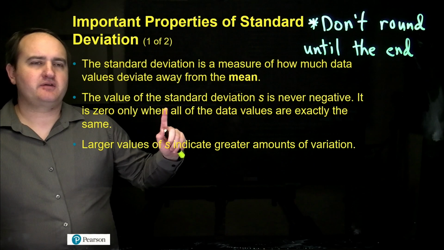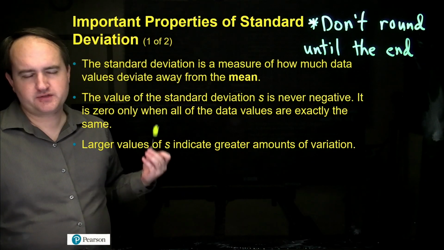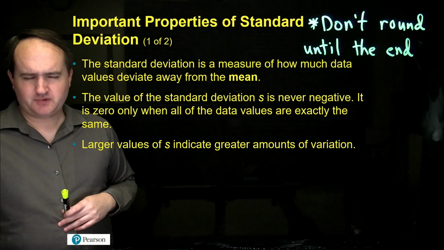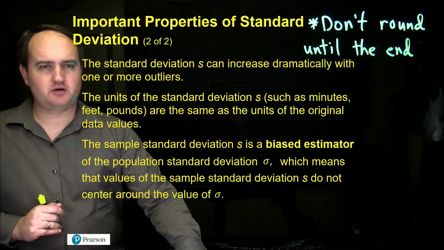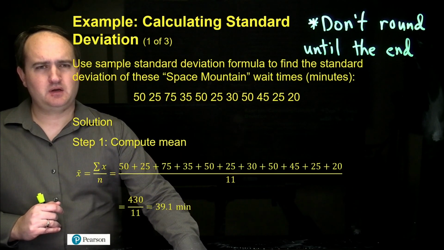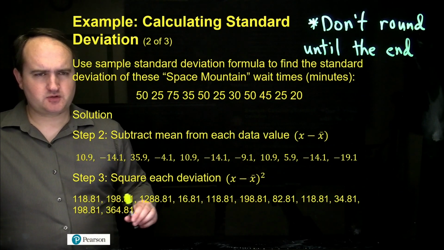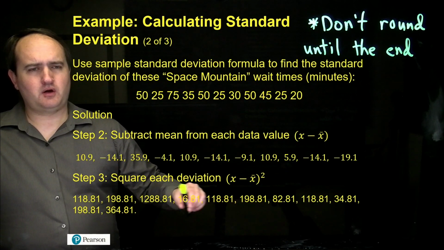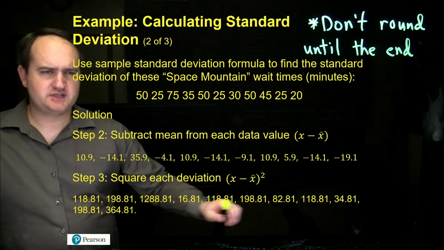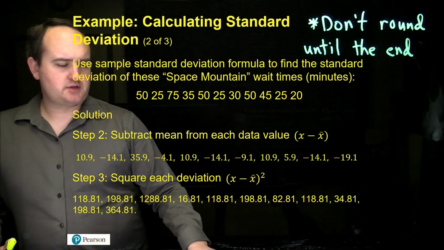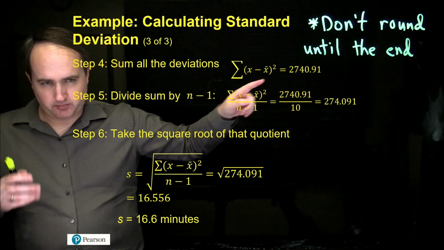Okay, the value of the standard deviation S is never negative. That's important to know. The reason it's never negative is that if you go back to the long formula, in step 3 you're squaring all of the numbers that you got from step 2, so all of these numbers are positive. Then in step 4, you add up a bunch of positive numbers, which is still positive.